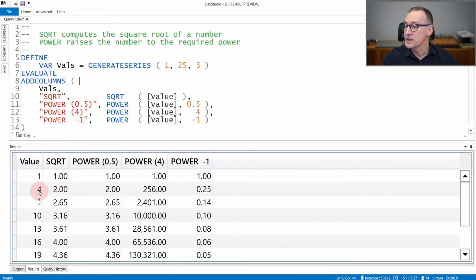Let's look at 4, for example. 4 is the original value, square root is 2. The power 0.5 is again 2 because it's the same number. The power 4 is 256, and the power -1 is 1 divided by 4, which is 0.25.